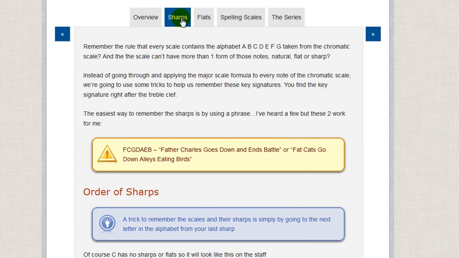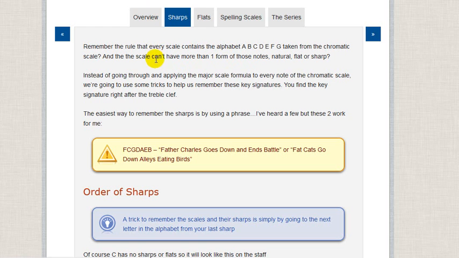Alright, now there's a lot of ways that you can remember the sharps, but the easiest is by using a phrase, and I've heard a lot of them, but the two that I like the best are Father Charles Goes Down And Ends Battle, or Fat Cats Go Down Alleys Eating Birds. The first letter of each of these words is the order of the sharps: F, C, G, D, A, E, B. Father Charles Goes Down And Ends Battle.